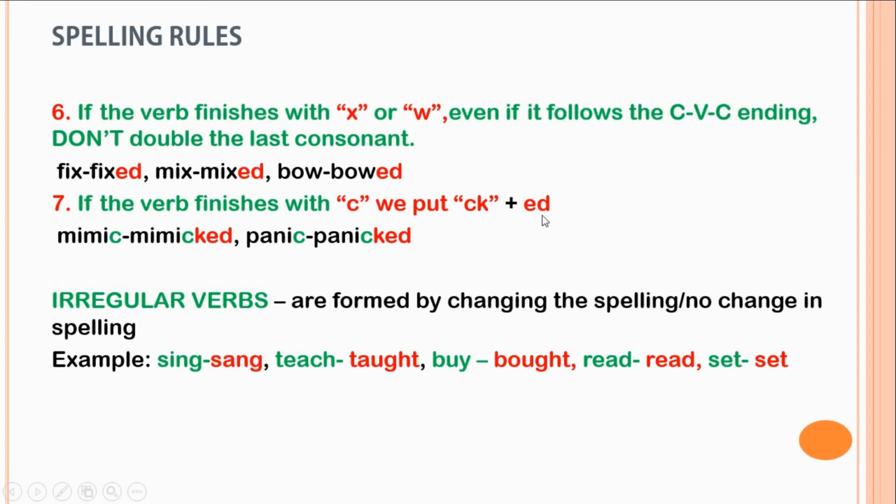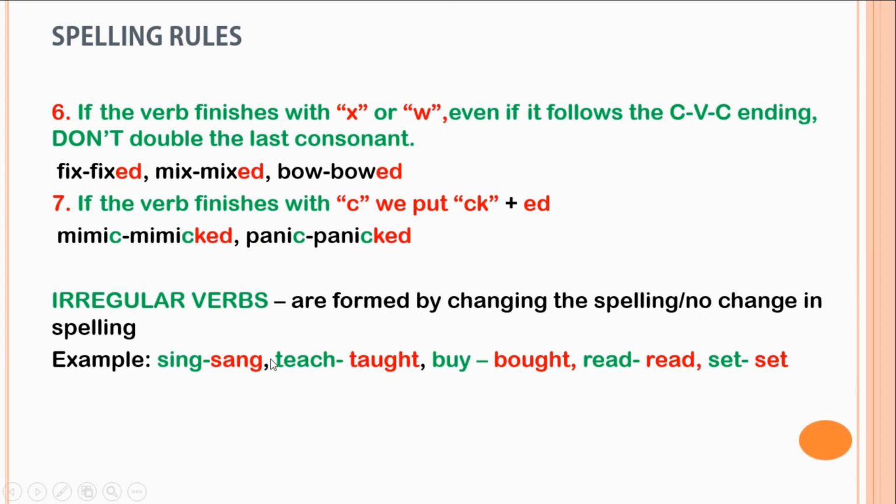For rule number 7, if the verb finishes with C, we put CK instead of just C. Then we add ed. For example, mimic. Mimic ends with C. To form the past tense of this verb, we put K and also we add ed. So mimic becomes mimicked. Panic, panicked.